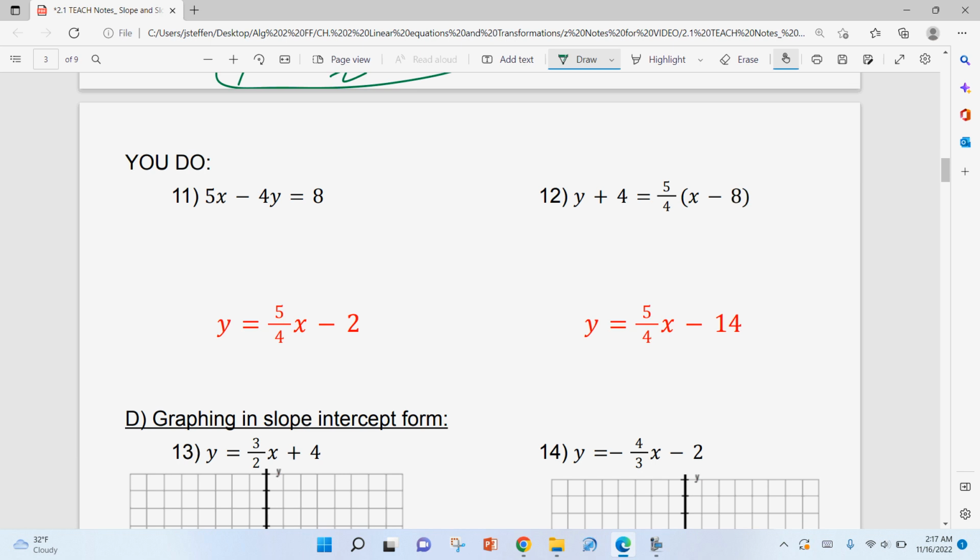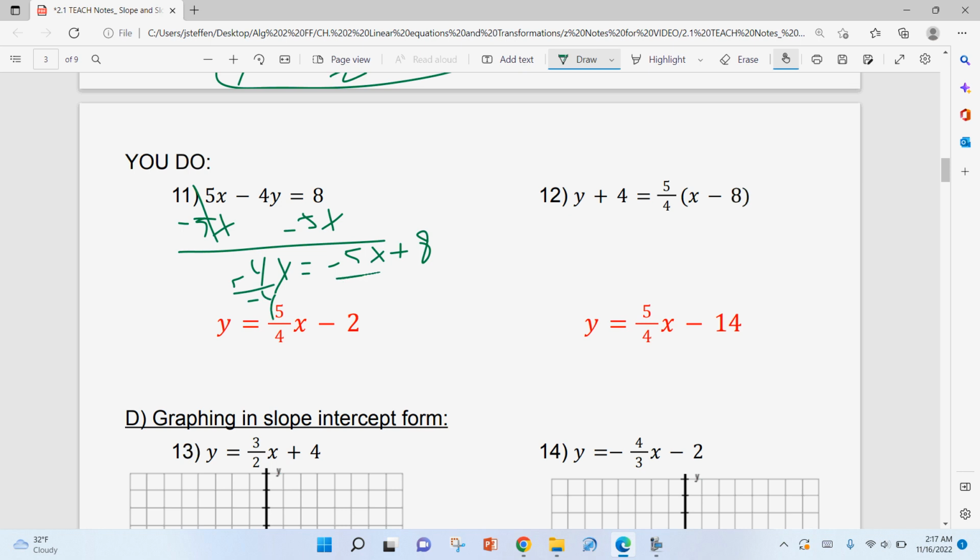11 and 12, again, do these on your own. I'll do these real quick. Subtract the 5x. Negative 4y is equal to negative 5x plus 8. Divide by negative 4. Negative 5 over 4 is positive 5 over 4, and 8 divided by negative 4 is negative 2. And that's in standard form. And again, that's another common one that we start with. We'll talk about that in another lesson here soon.